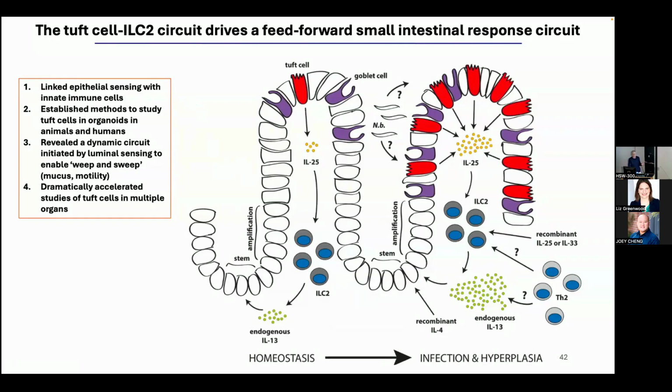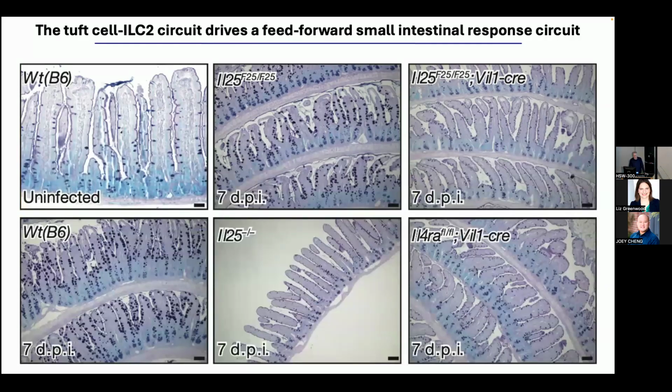These things could not be grown in vitro until IL-13 was identified as a driver, and that revealed this dynamic circuit that could link sensing to weep and sweep, because it changed the secretory balance of the epithelium to goblet cells and tuft cells themselves. And it's dramatically accelerated. If you just look at PubMed, the numbers of studies of tuft cells have gone up dramatically. And here is an example of the tremendous numbers of goblet cells that come up very quickly after Nippostrongylus. It's entirely due to IL-25 made in the epithelium, using the Villin-Cre.